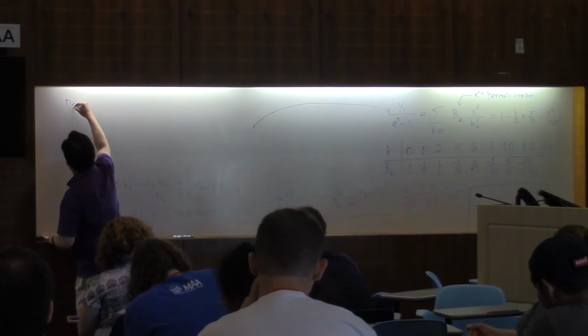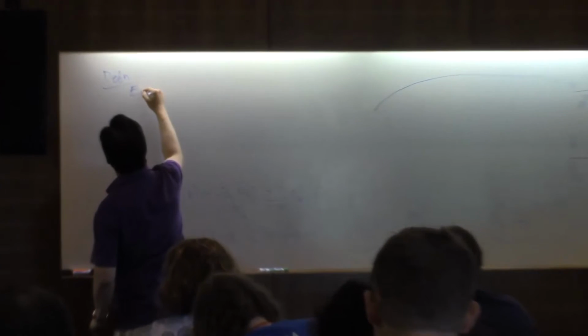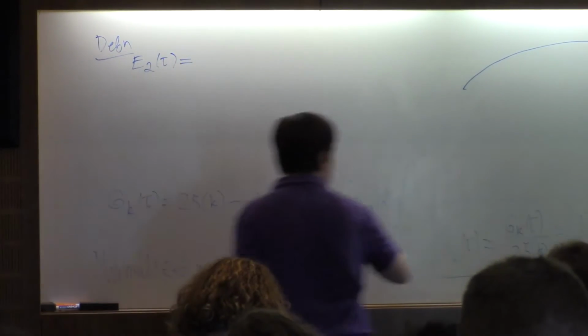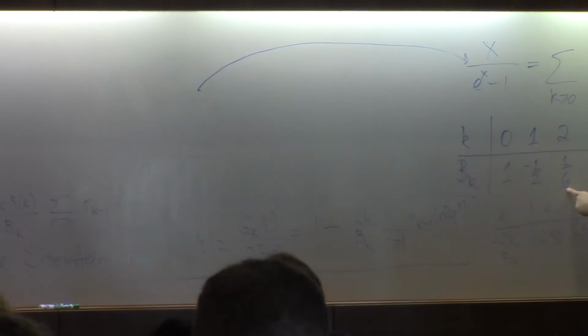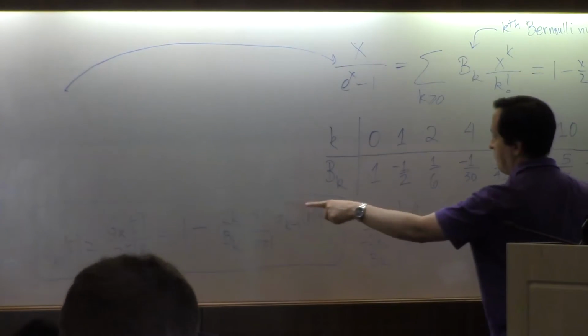So we'll make a definition. I'm going to set E2 of tau to be this thing when k is 2. Now when k is 2, the numerator is minus 4, the denominator is 1/6, so you get minus 24.